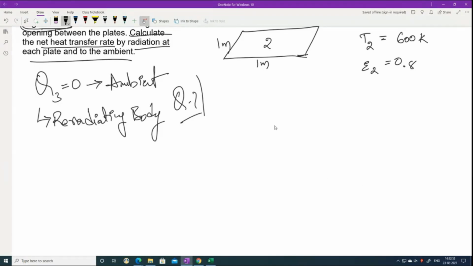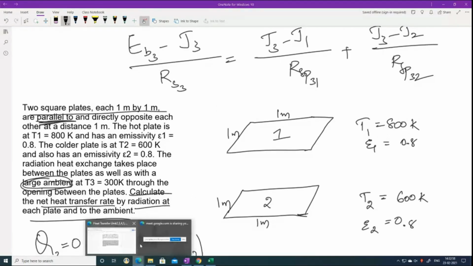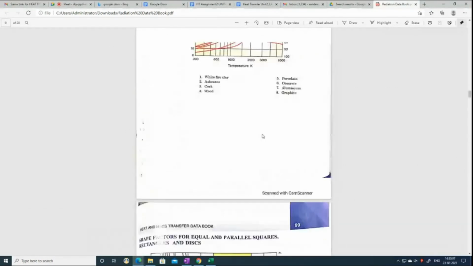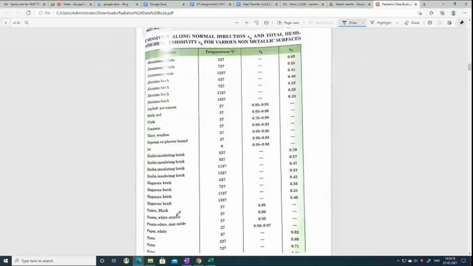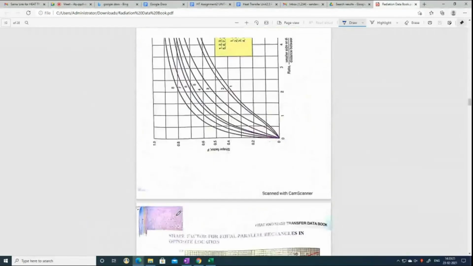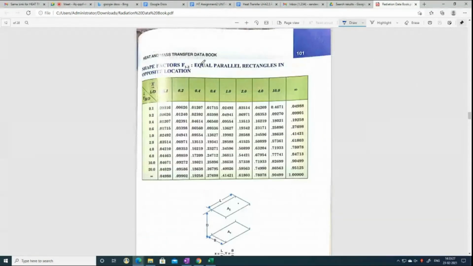So how do we find the shape factor in these kinds of cases? Let us see. For that, you must be using your data book. Go to the radiation page in the data book, page number 90. There you check for this kind of case. Yeah, here you can see two plates, equal rectangles, and they are in opposite location.